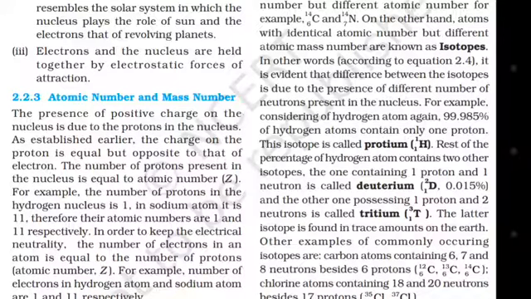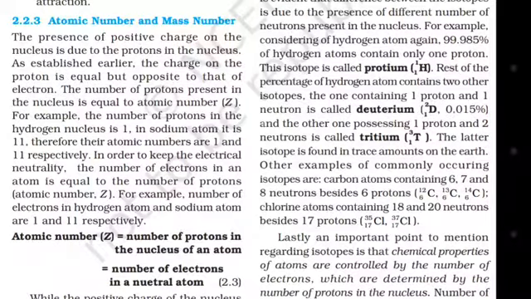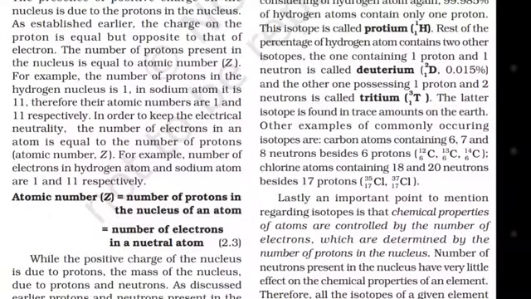The one containing one proton and one neutron is called deuterium, 2D1, 0.015%, and the other one possessing one proton and two neutrons is called tritium, 3T1, with superscript and subscript respectively. The latter isotope is found in trace amounts on the earth. Other examples of commonly occurring isotopes are the carbon atom containing 6, 7 and 8 neutrons besides 6 protons: 12C6, 13C6, 14C6. The chlorine atom containing 18 and 20 neutrons besides 17 protons: 35Cl17, 37Cl17.